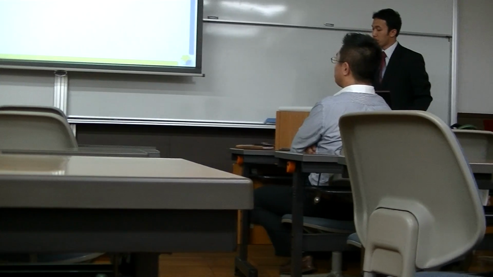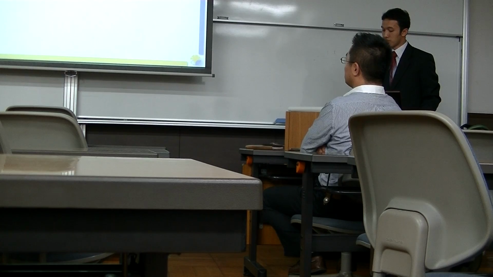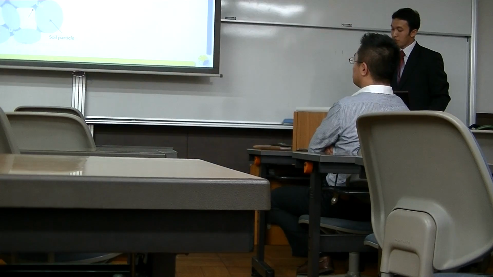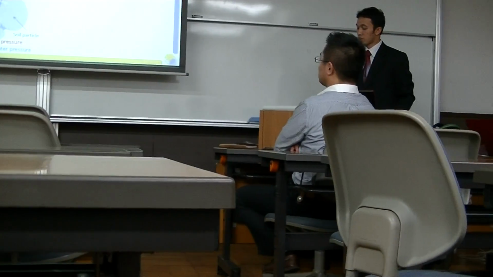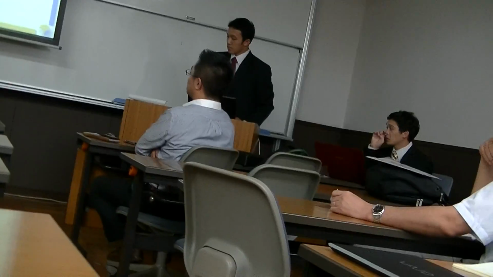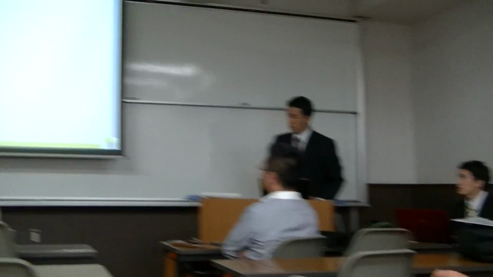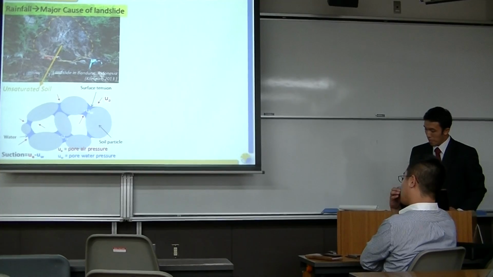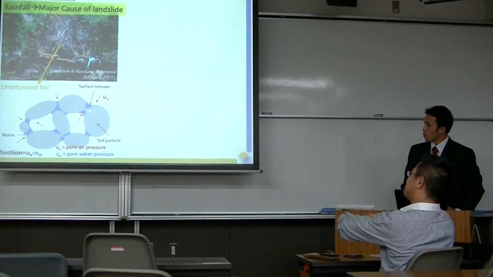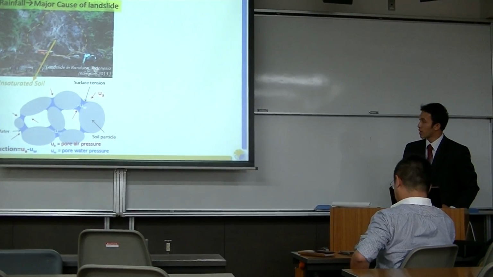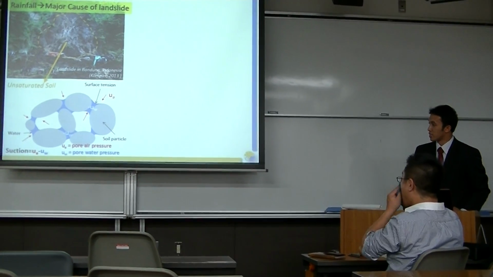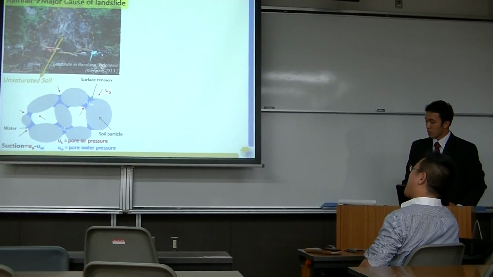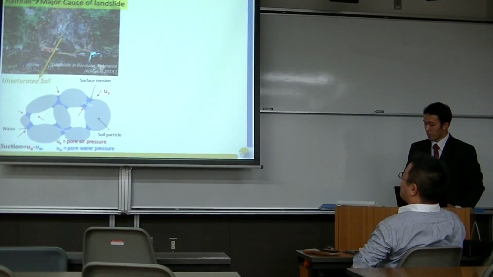Rainfall-induced landslide is a major type of landslide happening around the world. In most natural slopes, soil is in unsaturated condition, where the existence of water can make a bond between soil particles through surface tension. In this condition, the pore water pressure is negative, and we can quantify the strength as suction, which is the difference between pore air pressure and pore water pressure.